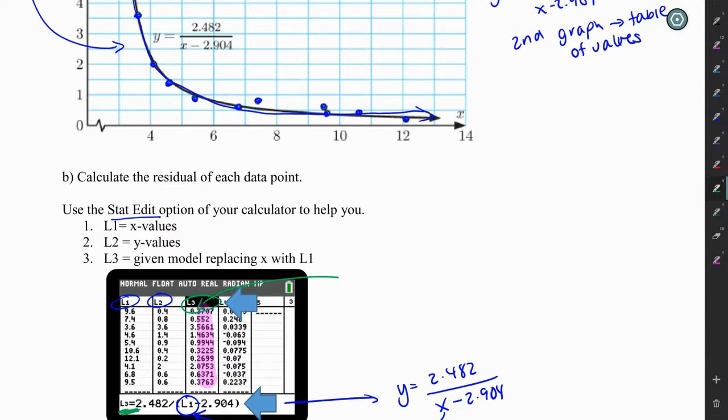So I would like you to pause the video right now and enter this data in L1 and L2. In L3 at the heading, type in this formula and hit enter, and make sure your data values in L3 match what I have in L3, and then resume the video.